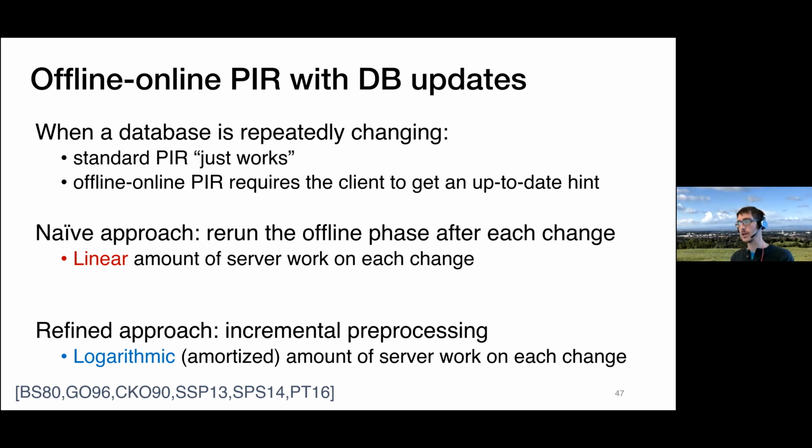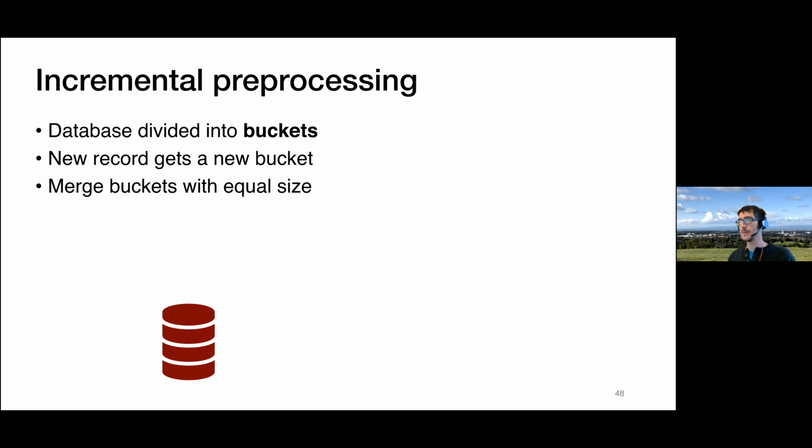What we do is incremental pre-processing, which allows us to reduce the amount of work that the server needs to do on each change to be logarithmic in the database size rather than linear as in the naive solution. And the way to do it is we essentially view our database as a collection of buckets, and we process the updates using the following two rules. First, every new record gets inserted into a new bucket. And second, whenever you have two buckets of the same size, you just merge them together.